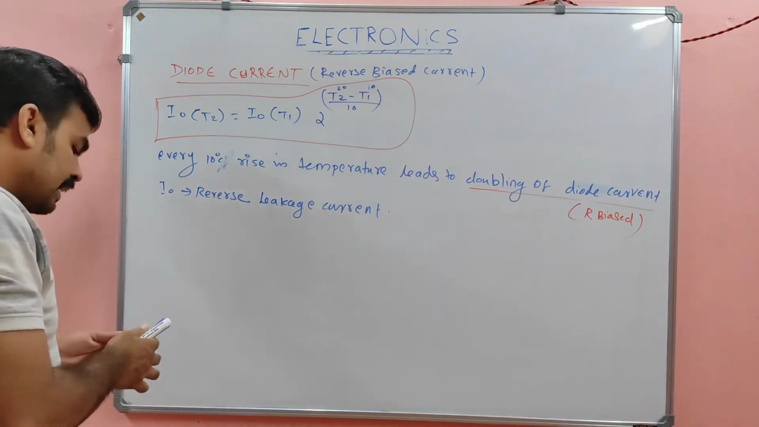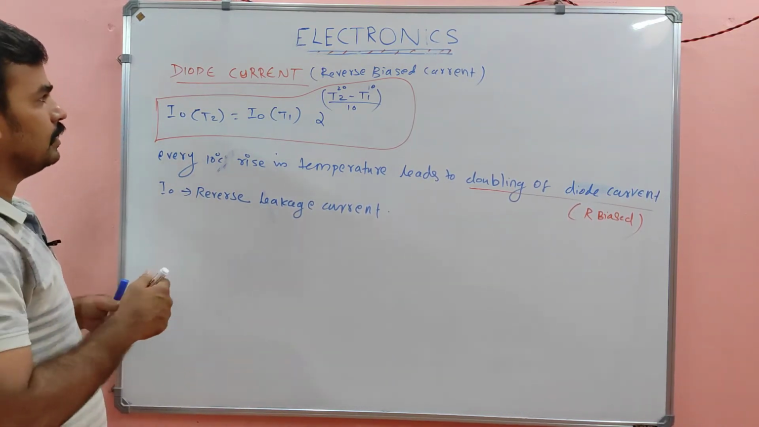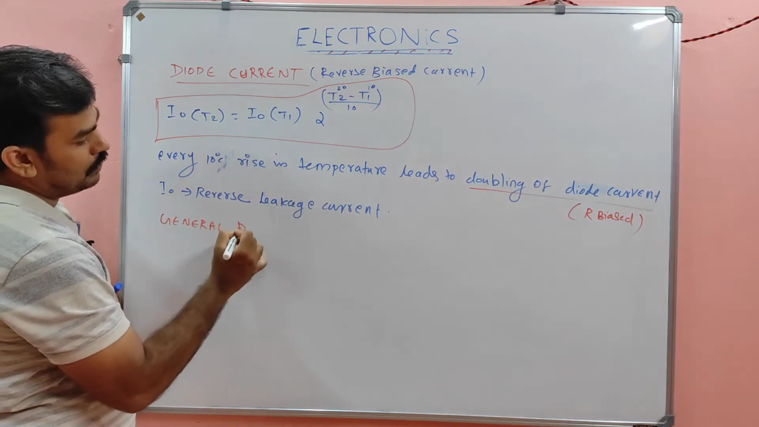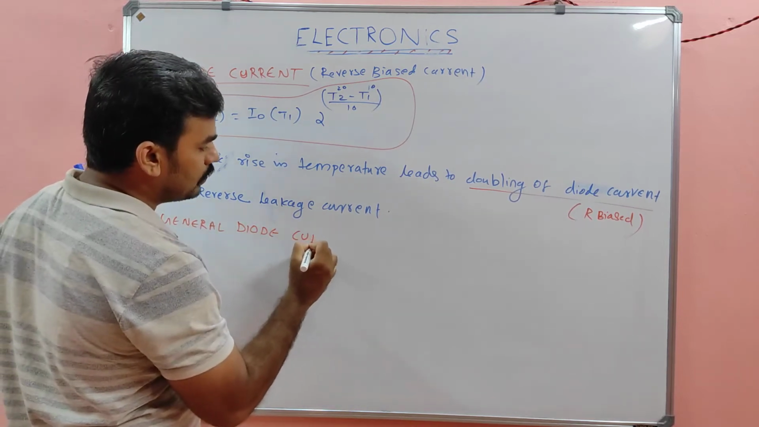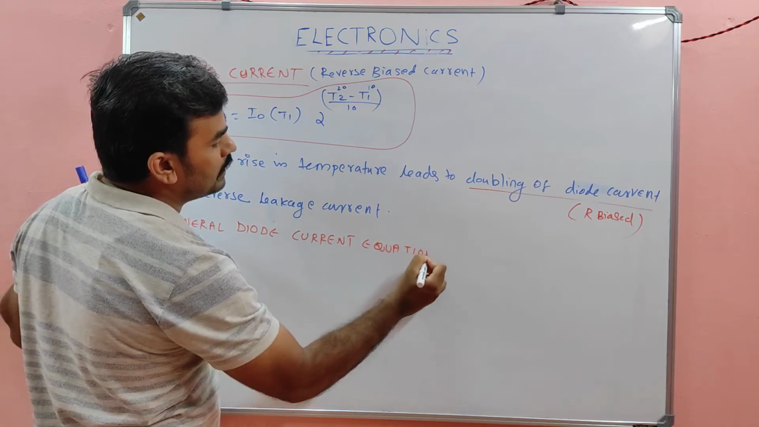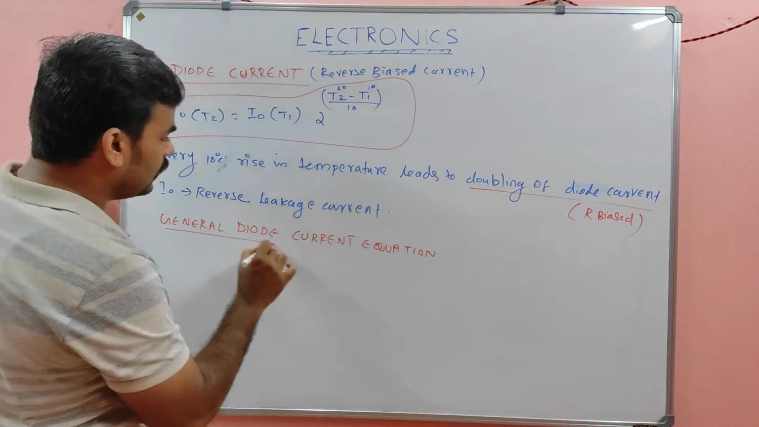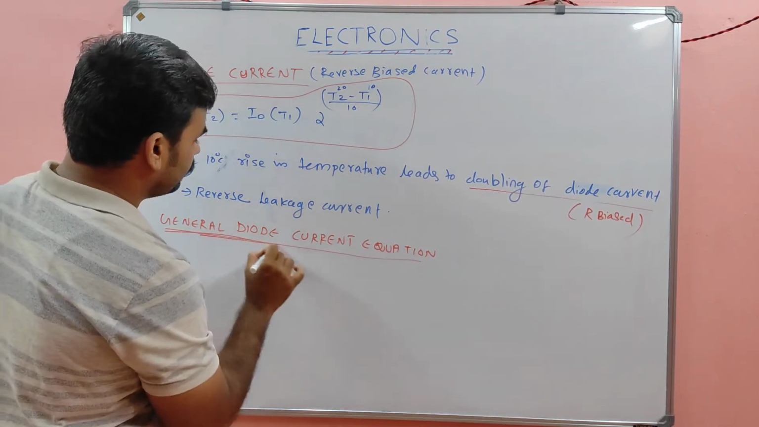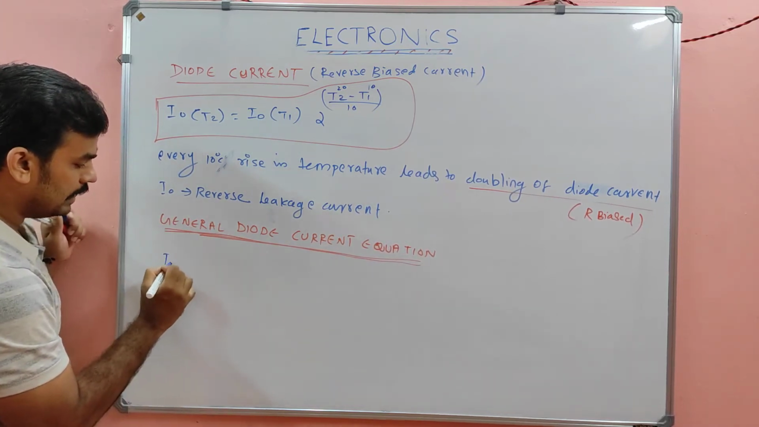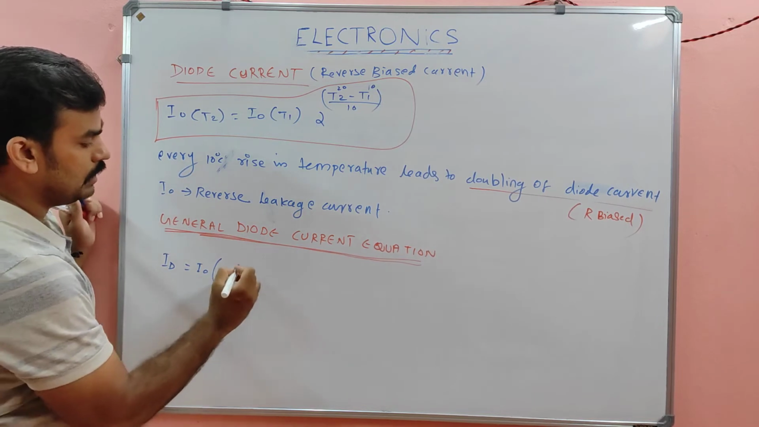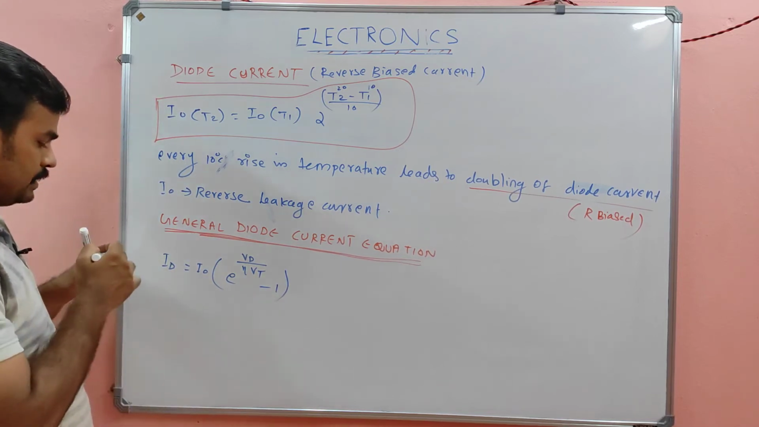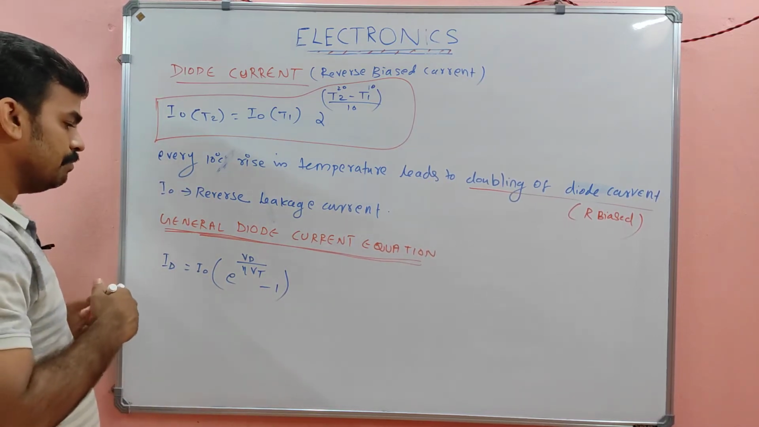Okay, what is the general diode current equation? It is applicable to both the forward as well as the reverse biased condition of the diode. The general diode current equation is ID is equal to I0 into e raised to Vd divided by eta Vt, minus 1. This equation you have to remember. This equation is very, very important.